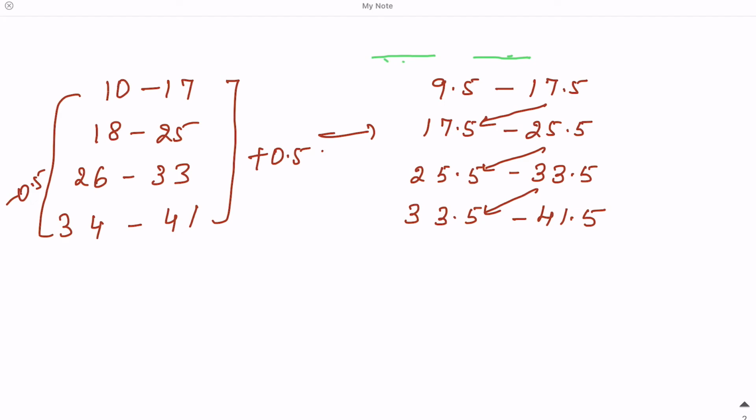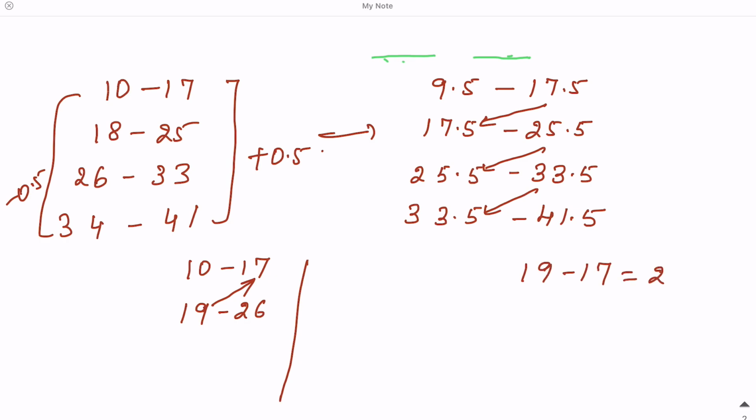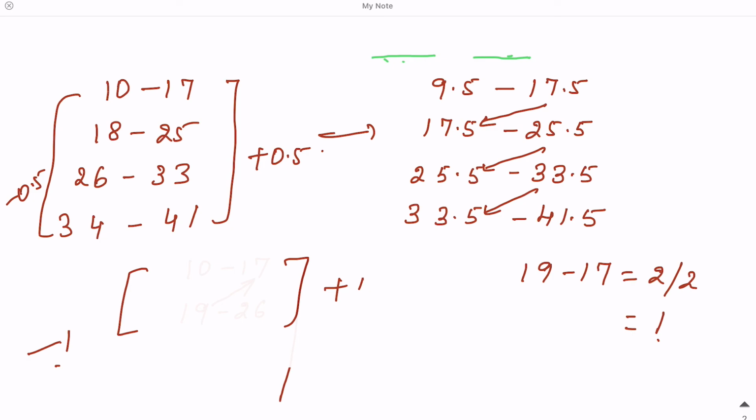You always have to see the gap also. Suppose our data is 10 to 17 and the next class interval is 19 to 26. So you will see what the difference is here. 19 minus 17 is 2. If you divide it by 2, it is 1. That means all the lower limits you have to subtract by 1 and all the upper limits you have to add 1. Then the data will be in exclusive form.